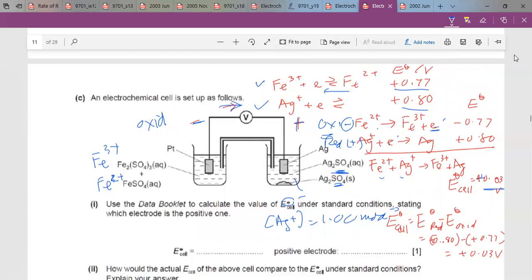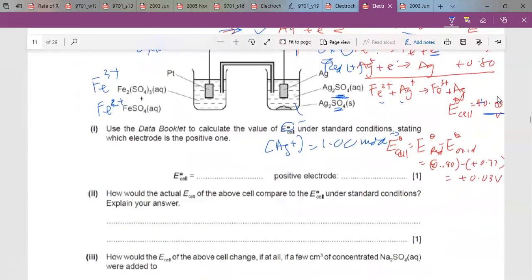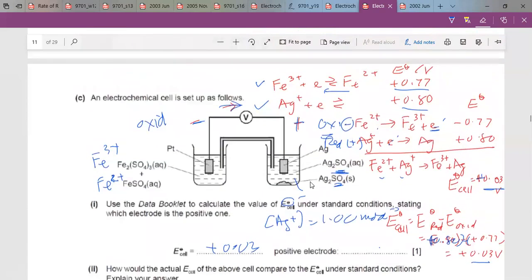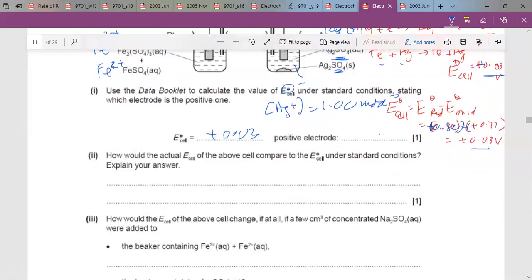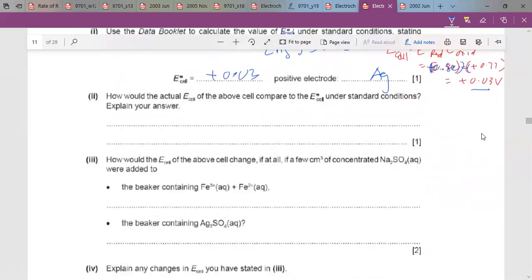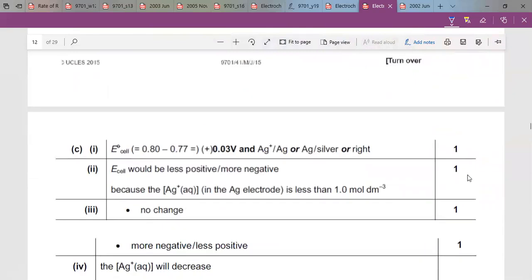Zero, positive, 0.03. Now you can find it the other way, easier. So what is the E cell from here? Reduction, of course, is your silver plus 0.80, minus, of course, your original, 0.77, is 0.03. This is plus 0.03. Okay, positive electrode. They ask you, obviously, positive electrode will be your silver. So put silver here. Now let's see your answer: 0.03, silver. One mark.